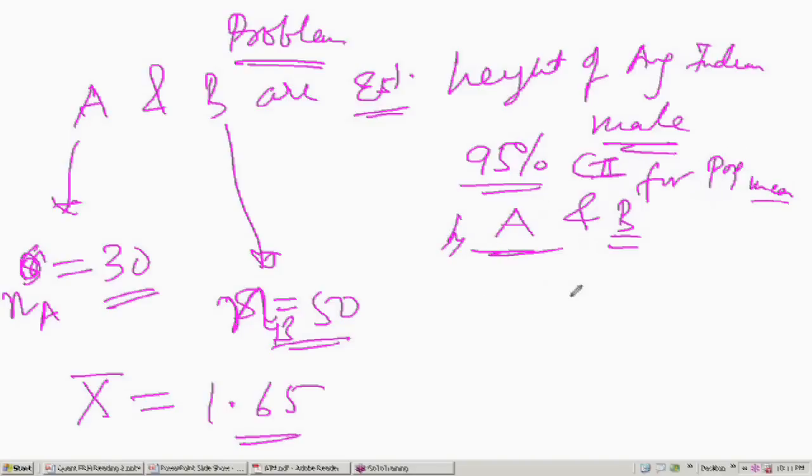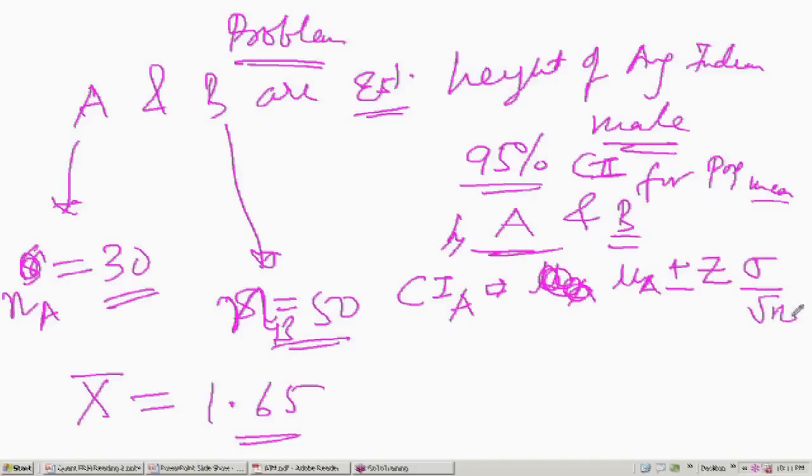For A, the confidence interval will be whatever mean he has estimated, let's denote it as mu A, plus minus Z into sigma by root n, where n is n of A. One thing we have to know is the standard deviation. If the population standard deviation is given, it is okay. If the sample standard deviation is given, you have to take the sample standard deviation.